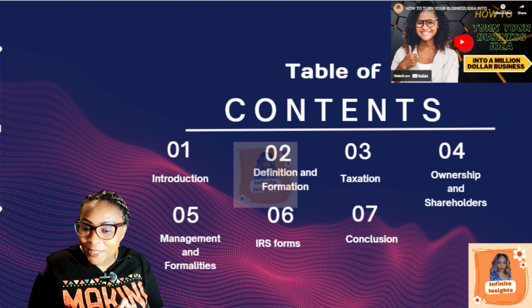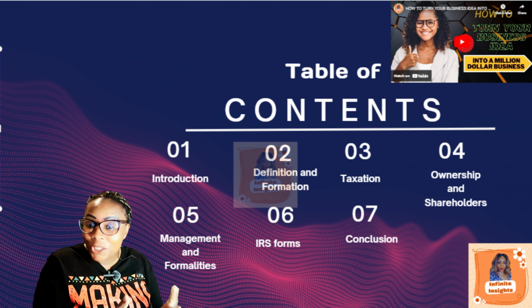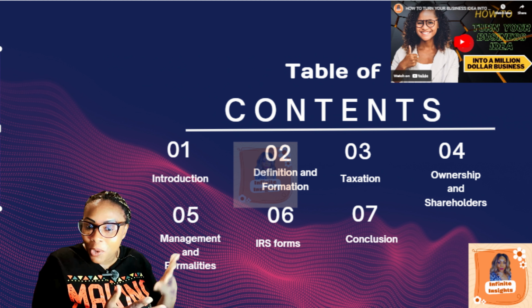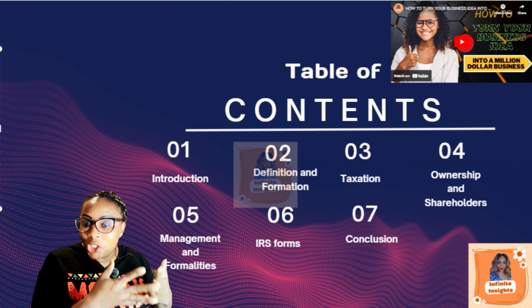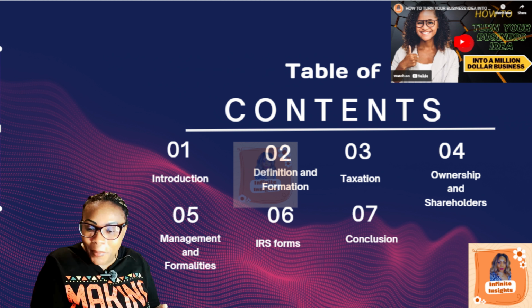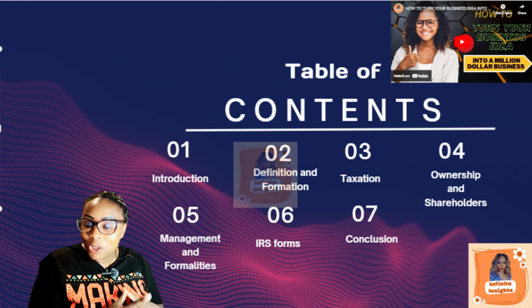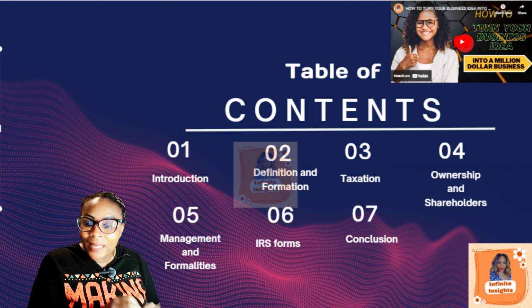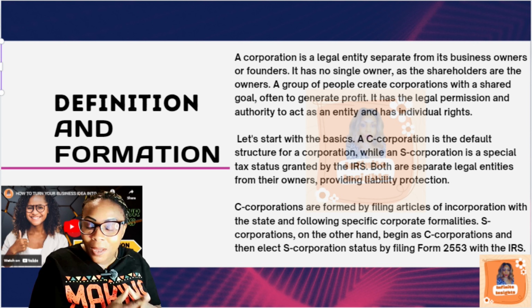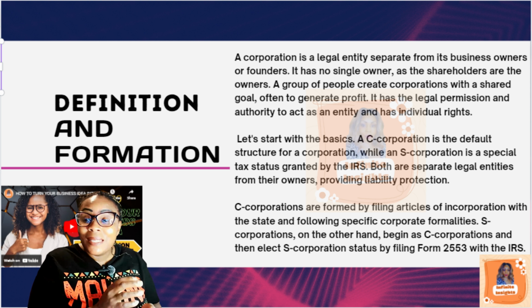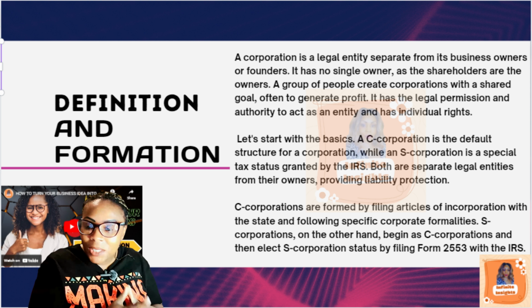We have a table of contents. We have Section 1, which is introduction. We already did the introduction. Section 2 is definition and formation. Section 3 is taxation. Section 4 is ownership and shareholders. Section 5 is management and formalities. Section 6 is IRS forms, Uncle Sam. Section 7 is conclusion.